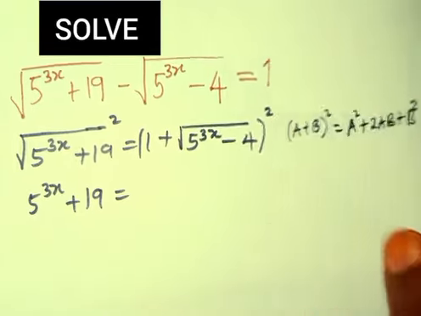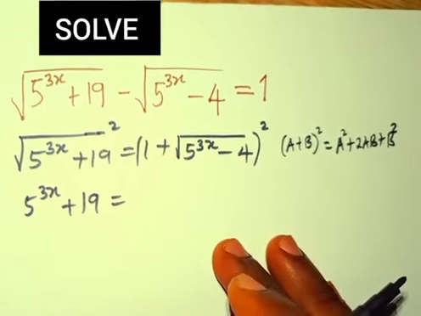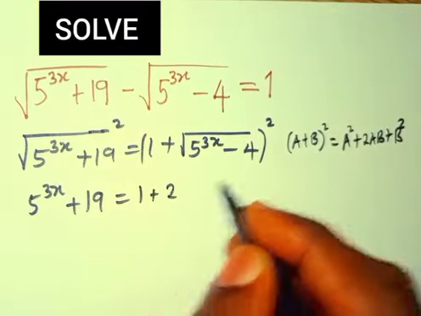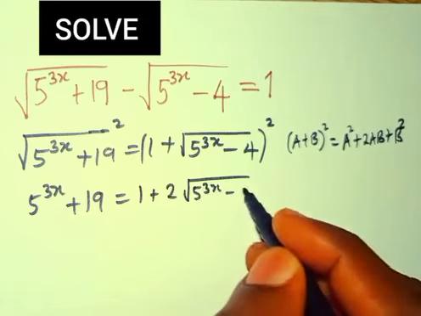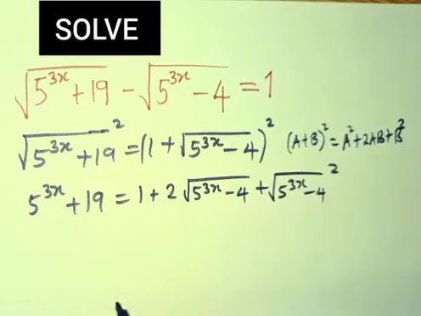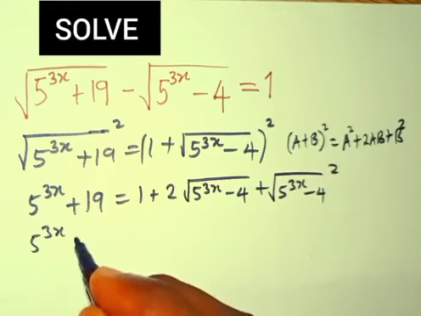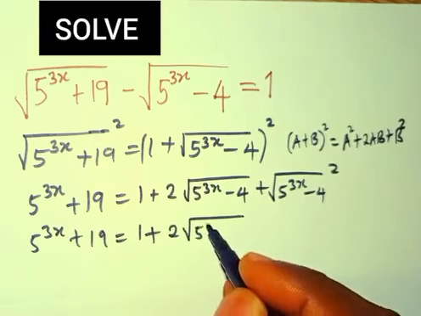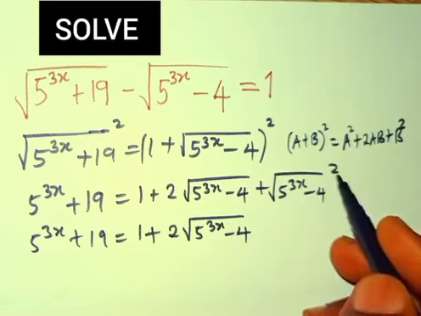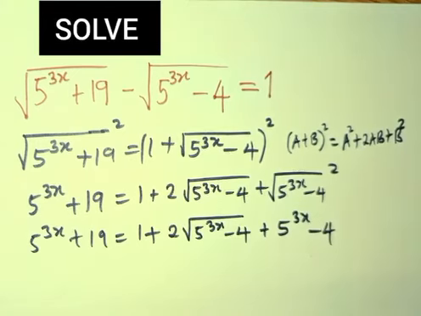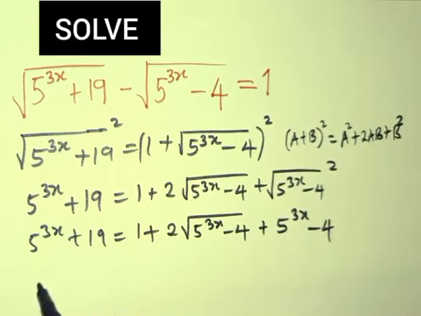Okay, so we are going to use the idea here by saying a is 1, that is 1 plus 2 times the square root of 5 to the power 3x minus 4, then plus the square root of 5 to the power 3x minus 4 all squared. So I'm going to be having 5 to the power 3x plus 19 equals 1 plus 2 square root of 5 to the power 3x minus 4. Then this square, we cancel the square root here, I'm going to be having plus 5 to the power 3x minus 4. Right?